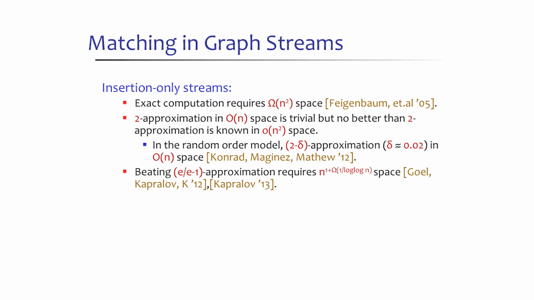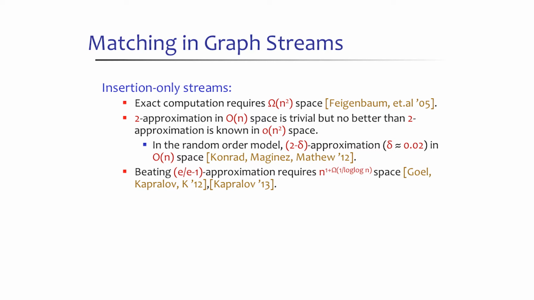Okay, so what do we know? We have known for quite some time that exact computation requires omega n square space even in insertion-only streams. So if you wanted the exact answer, you cannot do anything meaningful in terms of saving space. On the other hand, if you are happy with a two approximation, then order n space is enough. This is a very simple algorithm. You can simply maintain a maximal matching. It's a greedy algorithm. Each time you see an edge UV, if U and V are both free, then you just add this edge to your matching. And a maximal matching is a two approximation, so this is a simple two approximation algorithm.